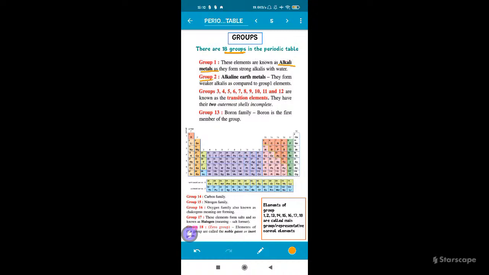Now talking about group 2, they are known as alkaline earth metals, and they form weaker alkalis when they are mixed with water, but they also show alkaline nature, and they are found in the earth's crust. As a result, they are known as alkaline earth metals.